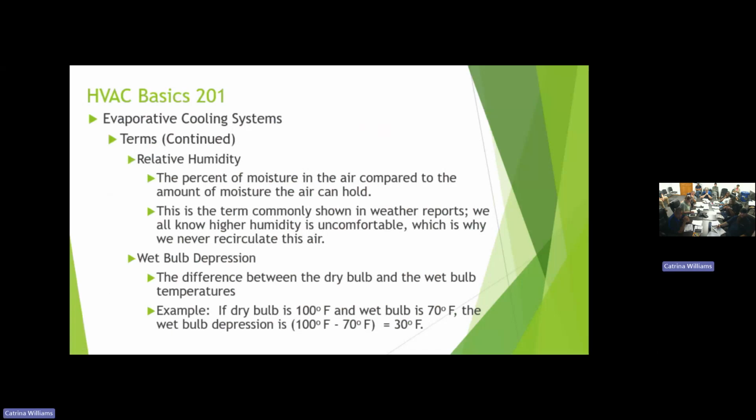Wet bulb depression is the difference between the dry bulb and wet bulb temperature. So just an example here, if the dry bulb was 100 and the wet bulb is 70, your wet bulb depression, or the delta T we keep talking about, 100 minus 70 is a 30-degree differential.